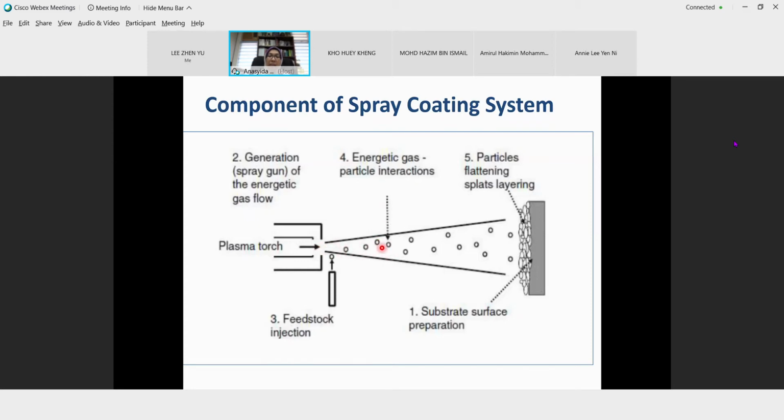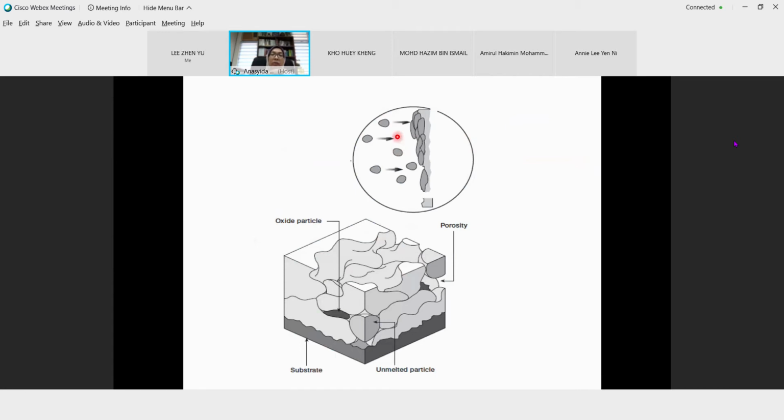So the accelerating process from the gas will make the molten droplet deposit on this surface. You can see here that the particles are flattening. So we call this one a splat. It will drop on the surface and become like a splat, stacking on each other like this. You can see here the droplet of the molten atom, and they will form splats.